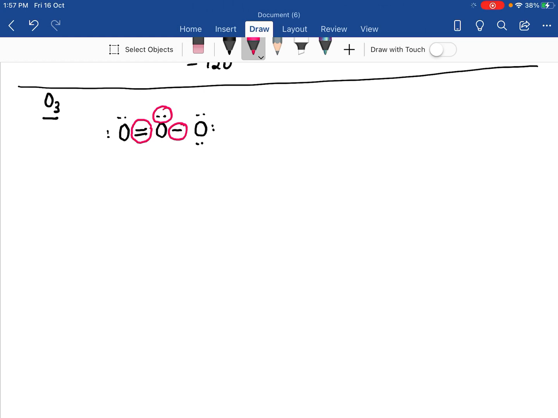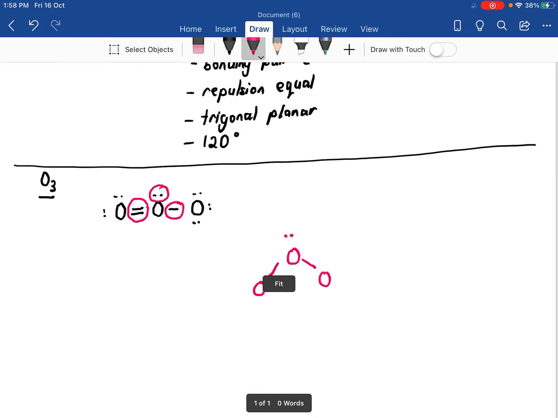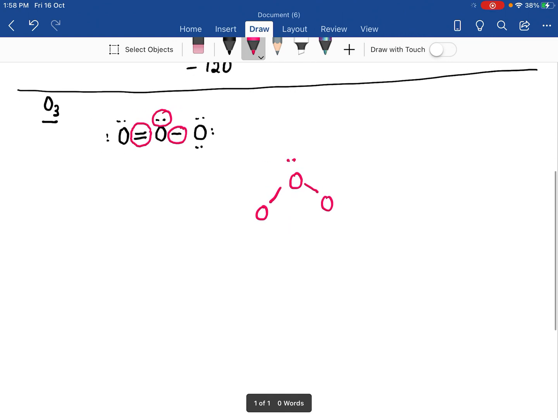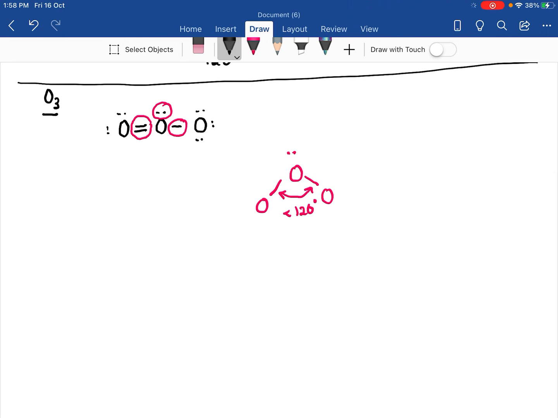So again, it will take the shape of the electron arrangement. The electron arrangement is still trigonal planar. We are still going to draw the shape like we draw for BH3, like this. Okay, but now the molecular shape is called bent, and it has less than 120 degrees. Okay, so how do we explain that?